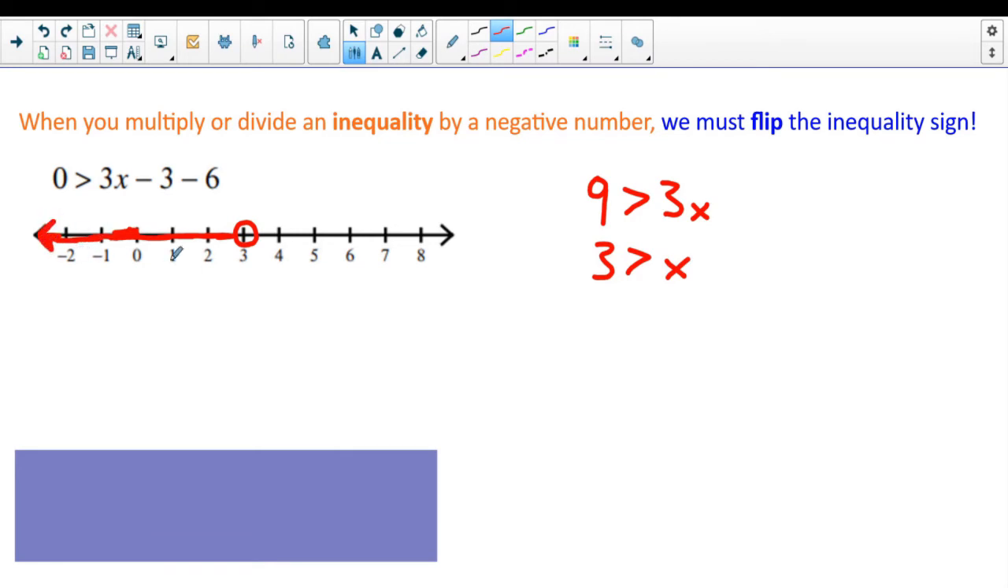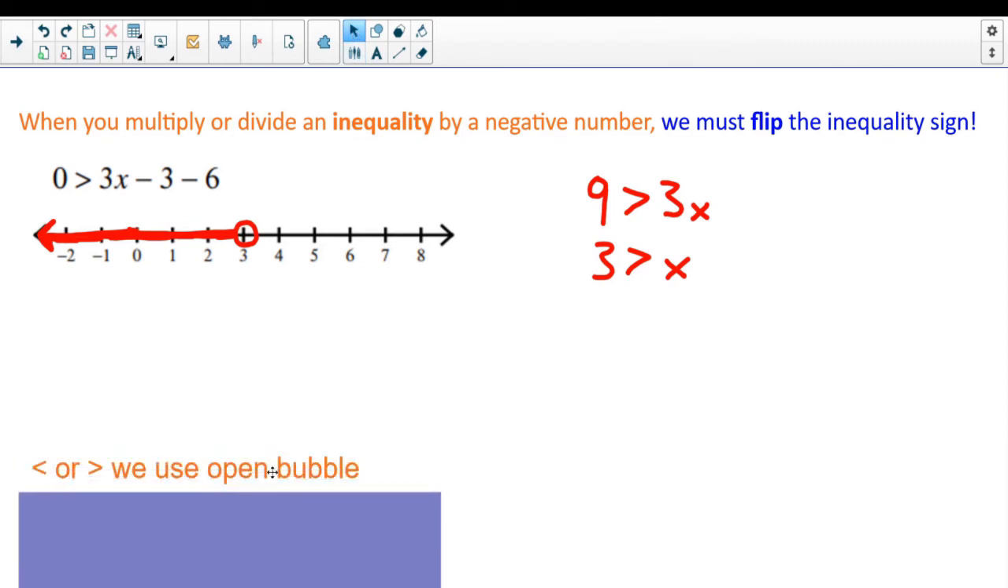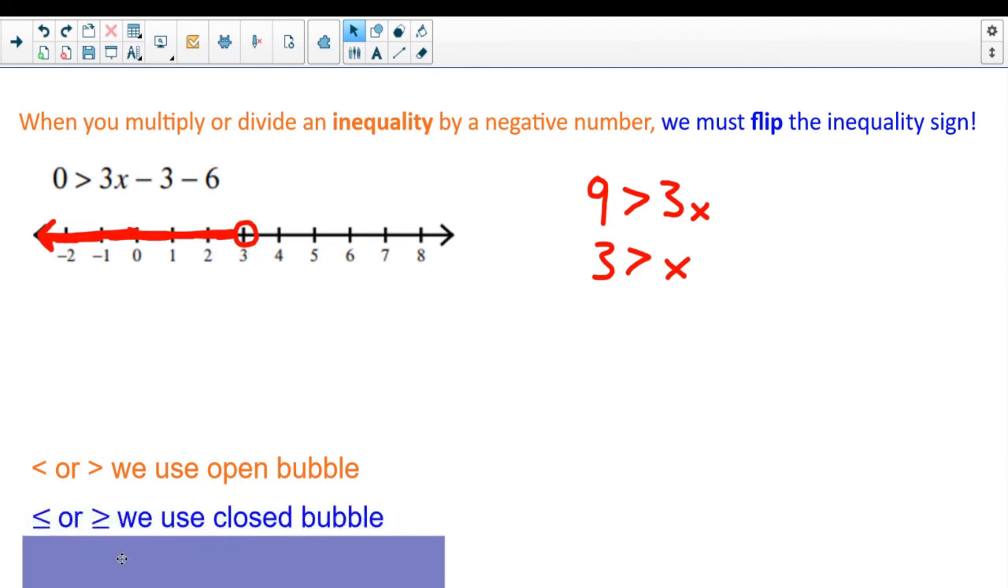All right. And you'll notice that I've shaded this with an open circle. I'm not coloring in the circle. And there's a rule for that also. So if we're using the less than or the greater than sign, we use an open bubble. I'm not shading that in. But if there's the line on the bottom like this, a less than or equal to, or greater than or equal to, we're going to use a closed bubble. So if we had that line on the bottom, we would shade in and include that number. All right. Let's do one more example.